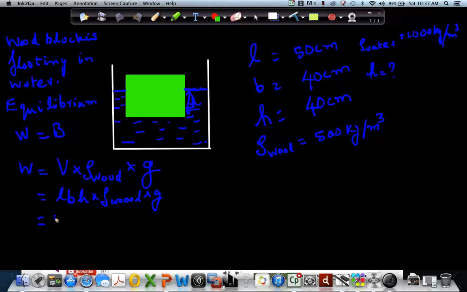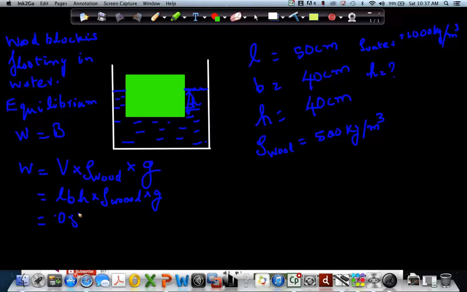Five. What should I do to get it in meters? Is equal to 5. What should I do to get meters? You have to divide it by 100 because 1 meter is equal to 100 centimeters, right?